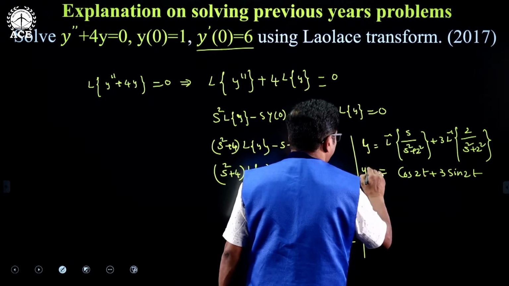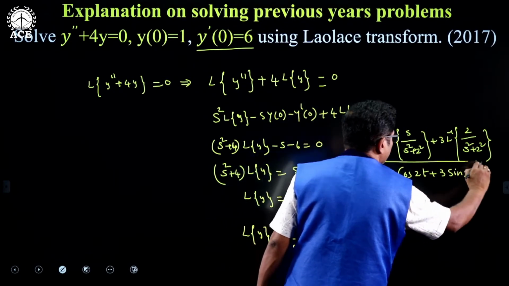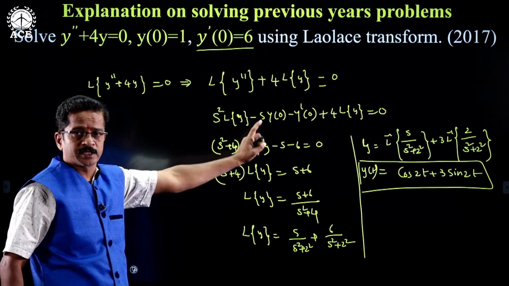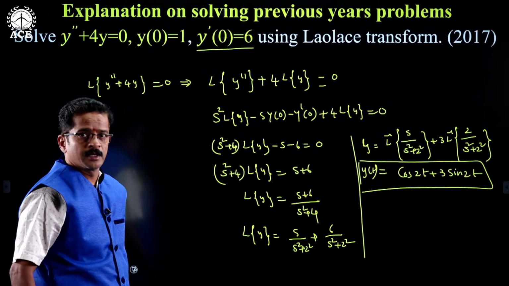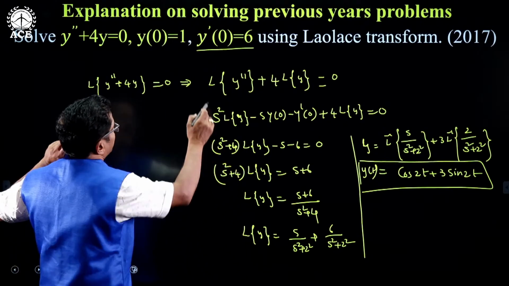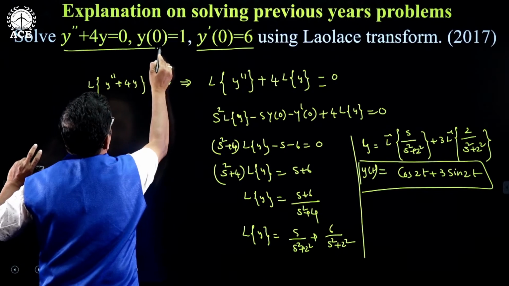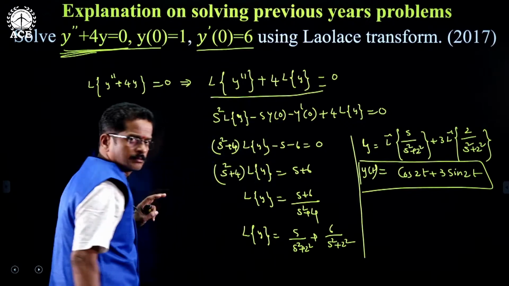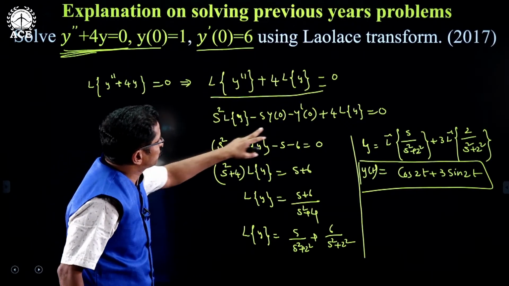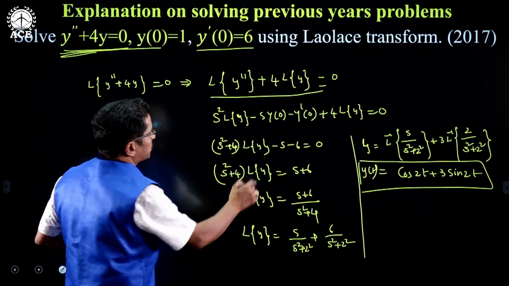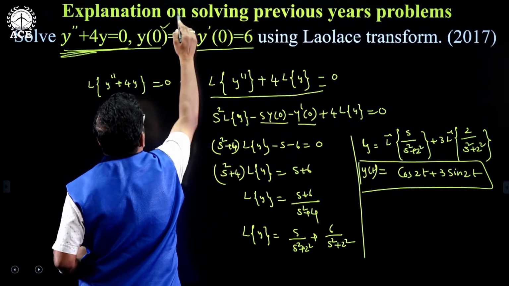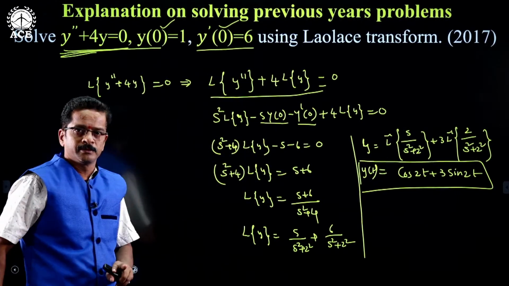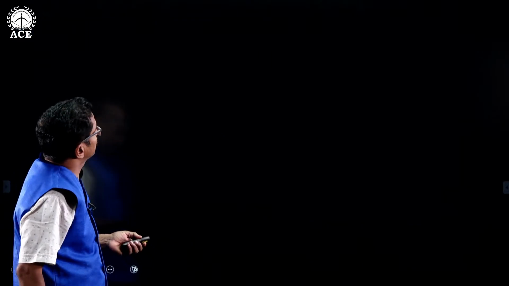So this is y of t. This is the solution of the given differential equation using Laplace transform, how we are solving under the given conditions. Right? See, for the given differential equation I am taking Laplace transform, and the Laplace transform derivatives formula I applied, and I took the initial conditions provided, y of 0 is equal to 1, y dash of 0 is equal to 6, so that I substituted and solved. Okay. Next one.